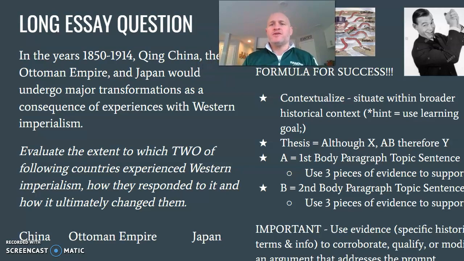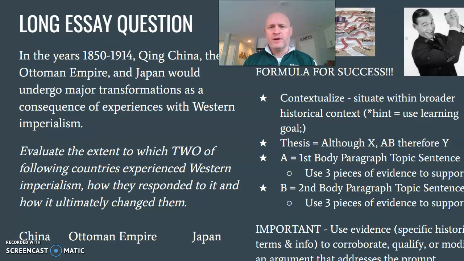The long essay question that we're going to be going with, and I'm not going to go as in depth as before because by now this is your third or fourth long essay question this year, and so by now this should be a bit of a habit developing, or at least an understanding. In the years 1850 to 1914, Qing China, the Ottoman Empire, and Japan would undergo major transformations as a consequence of experiences with Western imperialism.